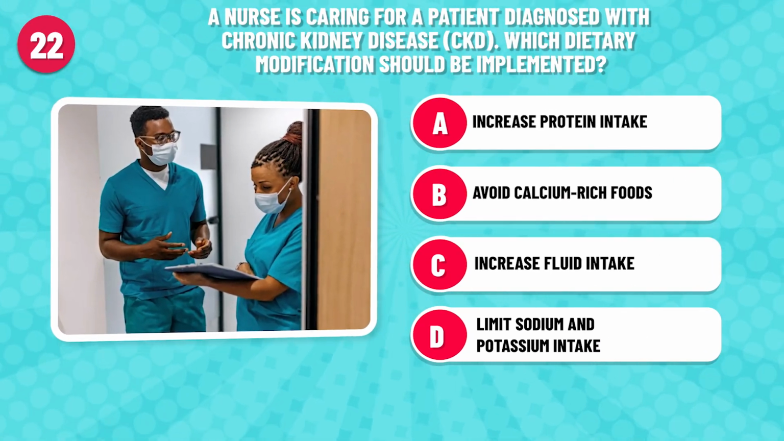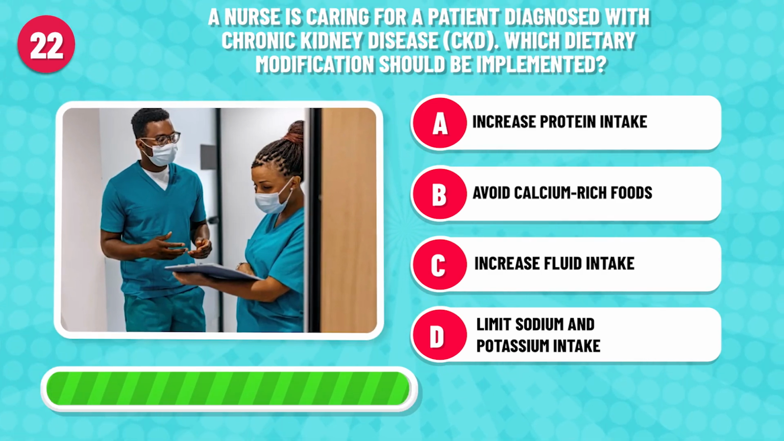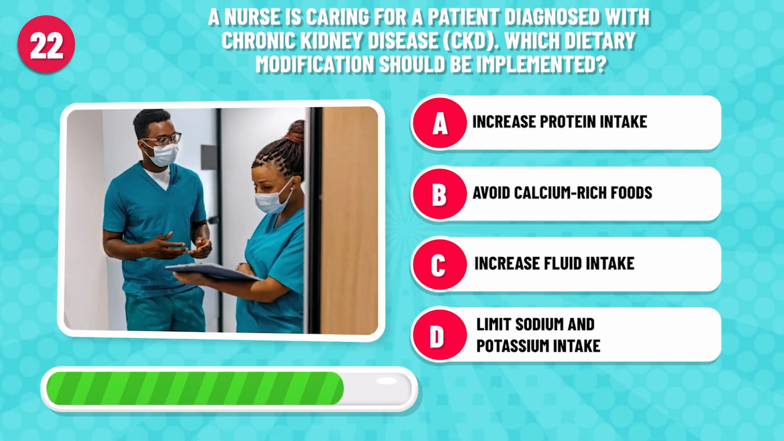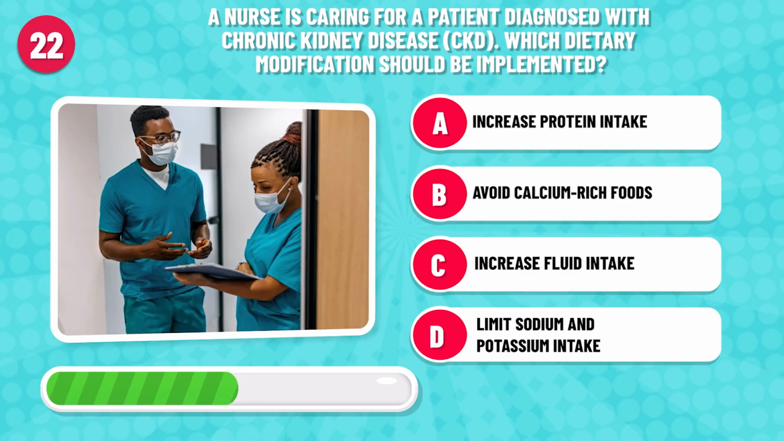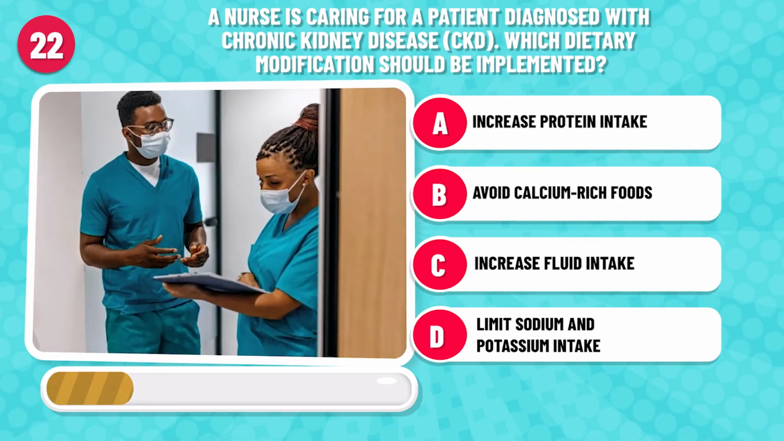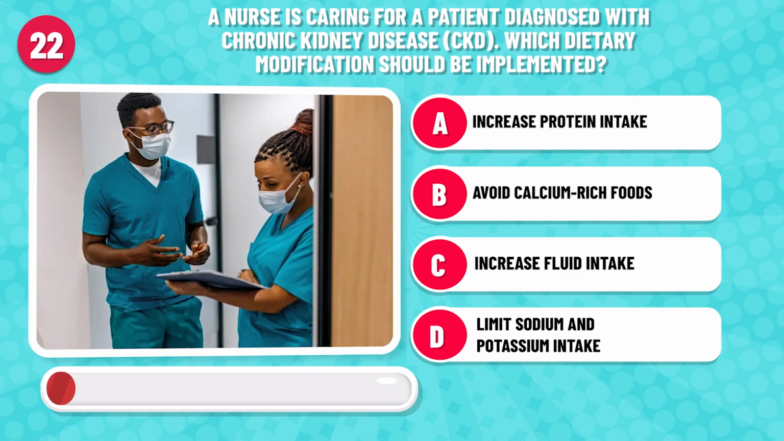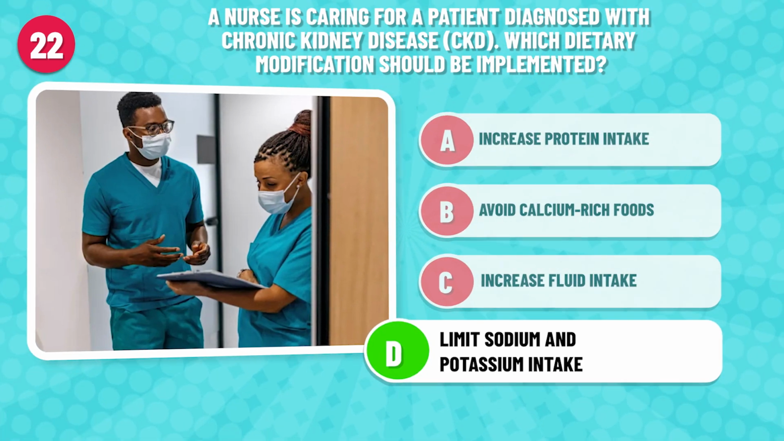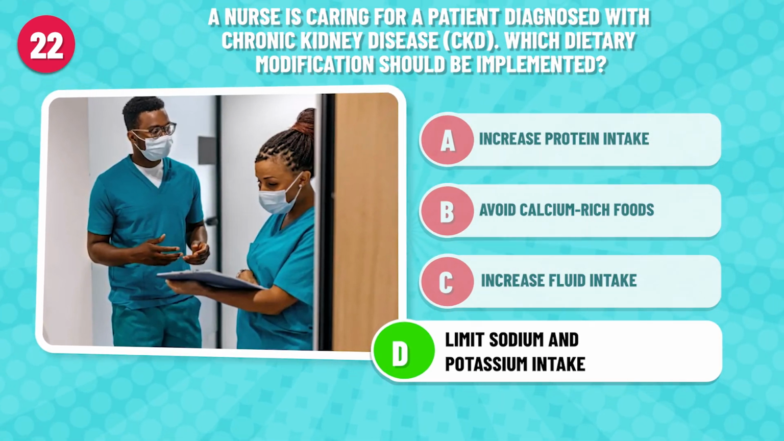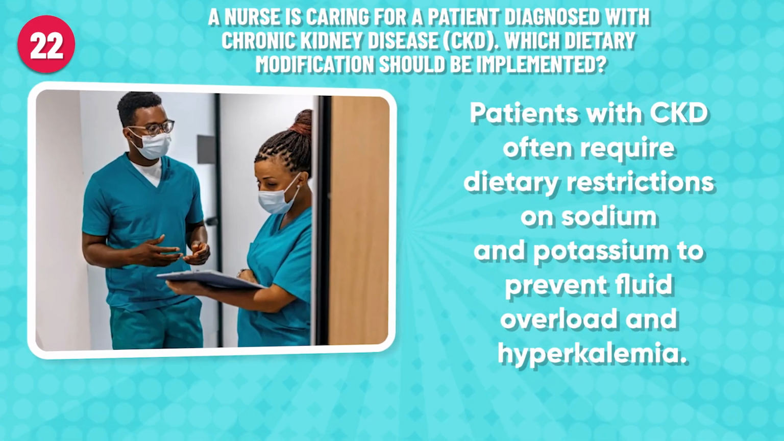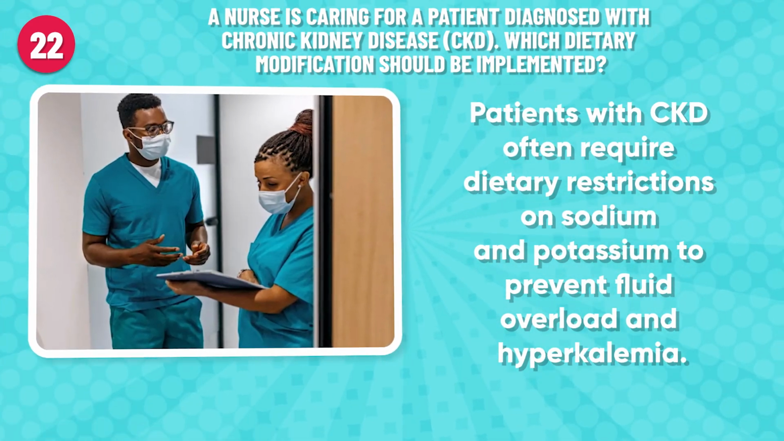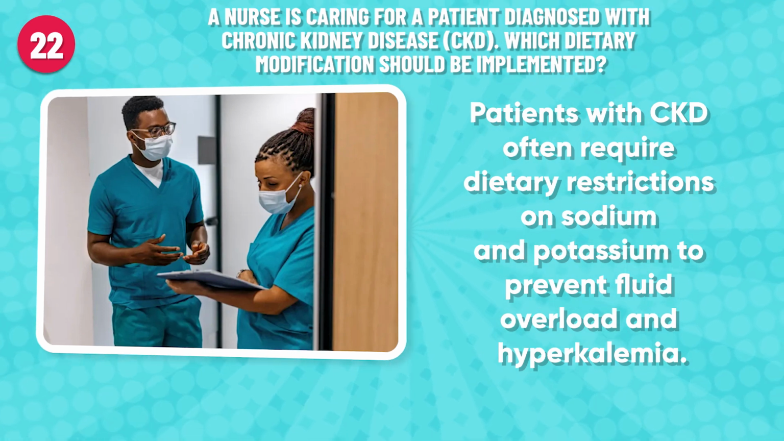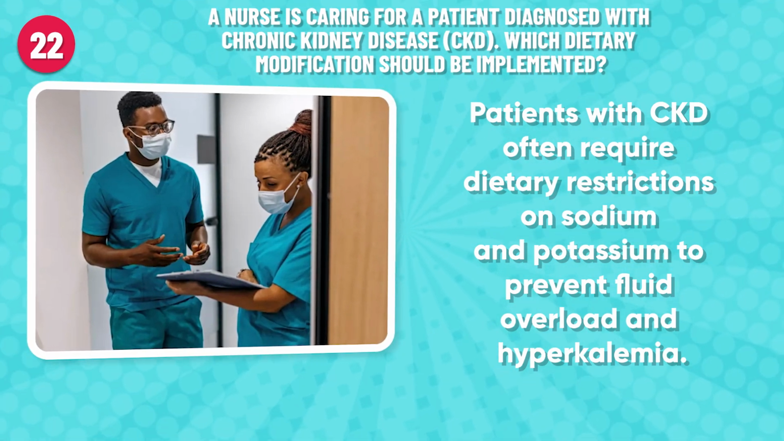A nurse is caring for a patient diagnosed with chronic kidney disease, CKD. Which dietary modification should be implemented? It's D. Limit sodium and potassium intake. Patients with CKD often require dietary restrictions on sodium and potassium to prevent fluid overload and hyperkalemia.